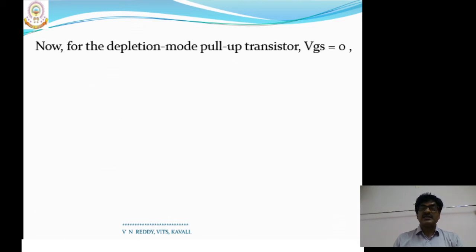Similarly, for the second stage, okay, before going to the second stage, let us see how much I1 current flows with reference to the pull-up transistor.